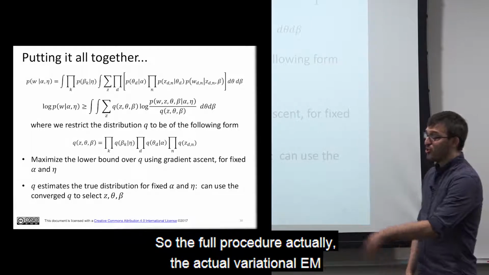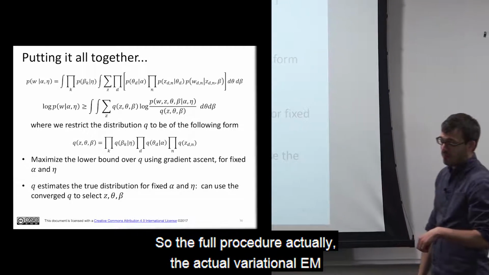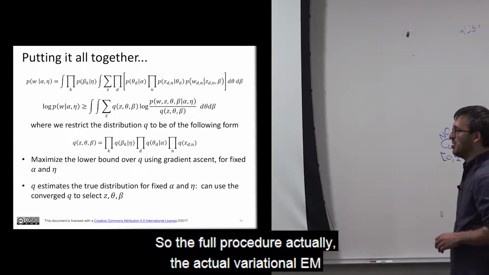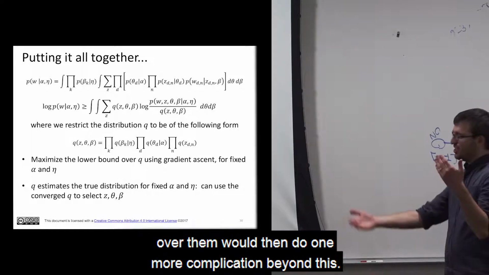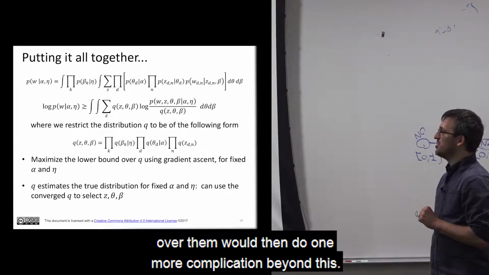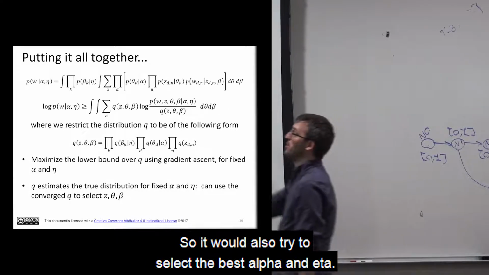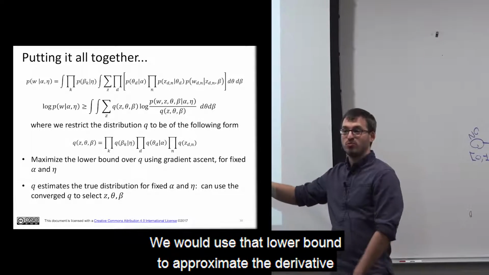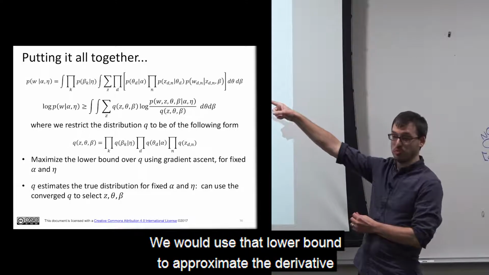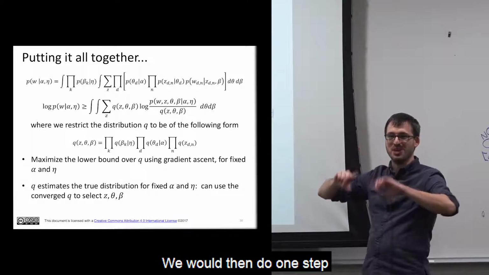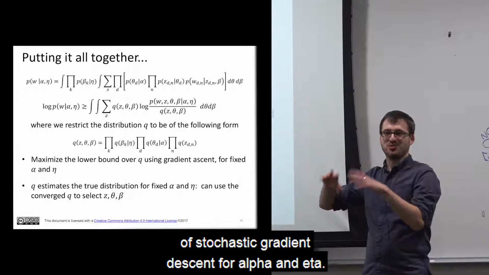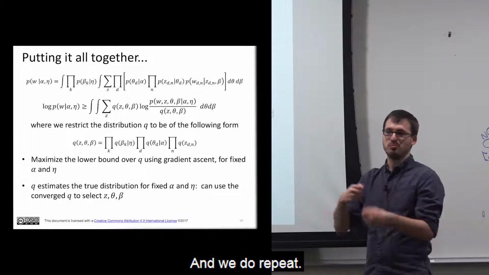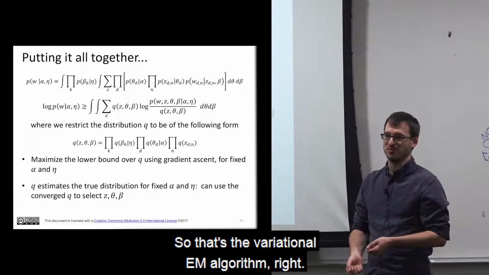And that's it. So the full procedure, the actual variational EM algorithm, would do one more complication beyond this. It would also try to select the best alpha and eta. So we would find the best lower bound. We would use that lower bound to approximate the derivative with respect to alpha and eta. We would then do one step of stochastic gradient descent for alpha and eta, and we would repeat. So that's the variational EM algorithm.